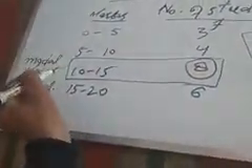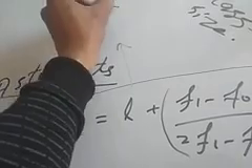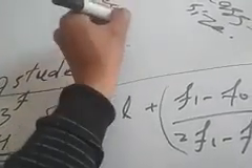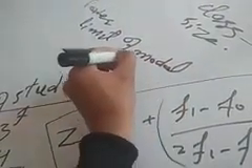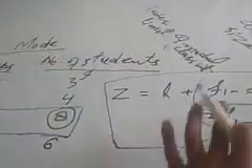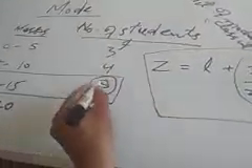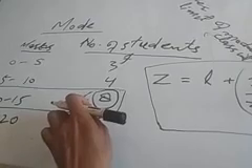Now L is the lower limit of modal class interval. So L, that means 10, is the lower limit of modal class interval. So L equal to 10. L means lower limit of modal class interval. And f1 is the frequency of modal class interval. Here f1 is 8.